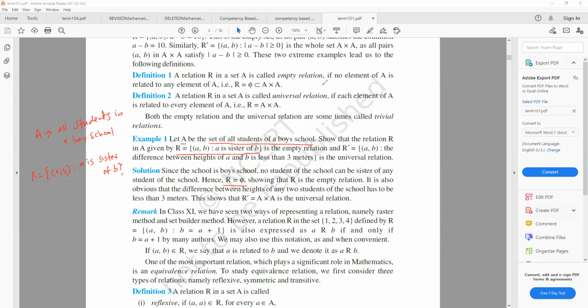Okay, and same set में another relation defined like this: the difference between the height of A and B is less than 3 meter. So another relation R dash ऐसे डिफाइन किया है कि सभी ऑर्डर्ड पेयर और सभी एलिमेंट्स, टू स्टूडेंट्स का कलेक्शन (A, B) such that the difference between their heights is less than 3 meter.